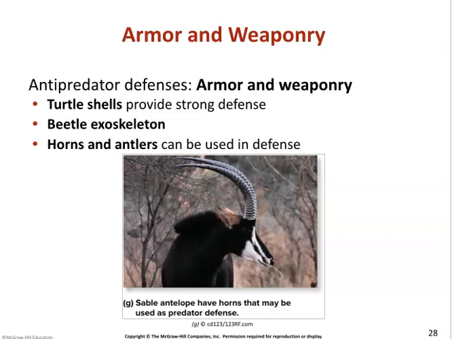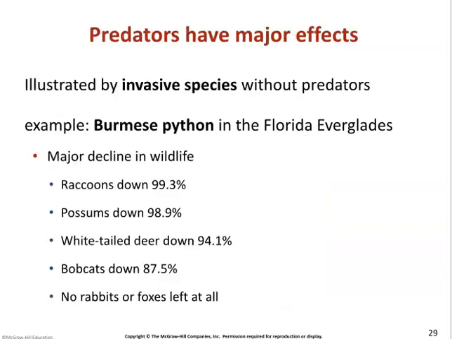And finally, armor and weaponry. When we look at turtles, they have a huge defensive armor, right? Beetles, great exoskeleton, great armor. But also weapons like horns and antlers can be used in defense. So a lot of things can fight predators off with these adaptations.